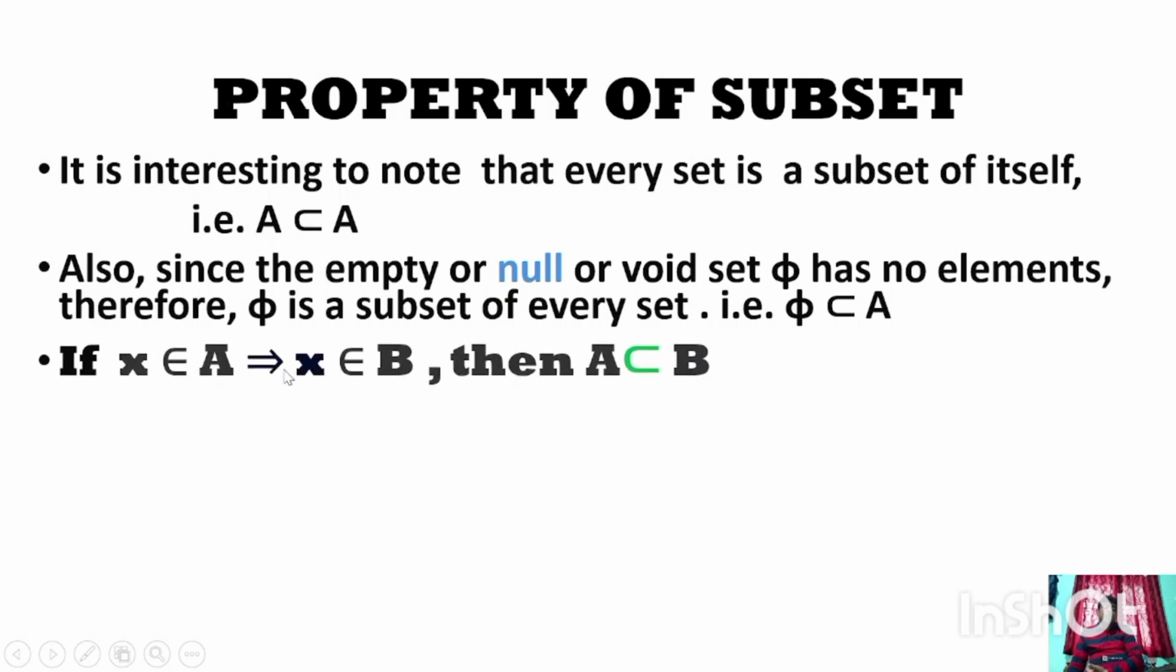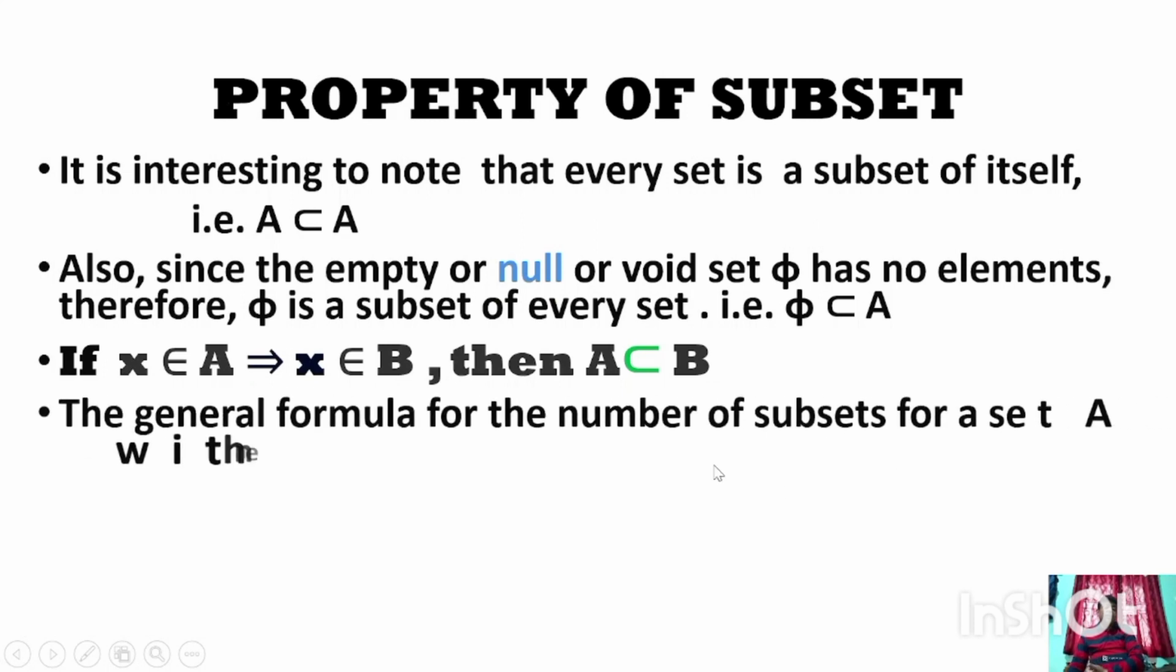If x belongs to A implies x belongs to B, then A is a subset of B. This is one of the important properties, also a theorem. Here I am going to explain. If x belongs to A, that is x is an element of A, then x is also an element of the set B, then A is a subset of B. This is the condition of the subset. If x is an element of the set A, then x is also an element of the set B, then A is a subset of B.